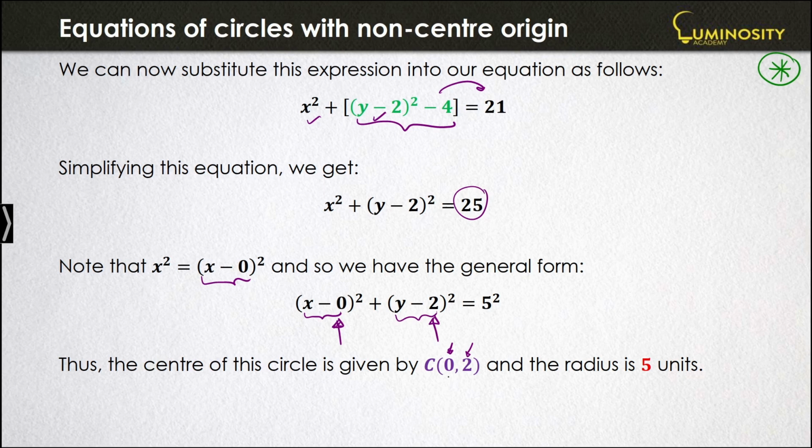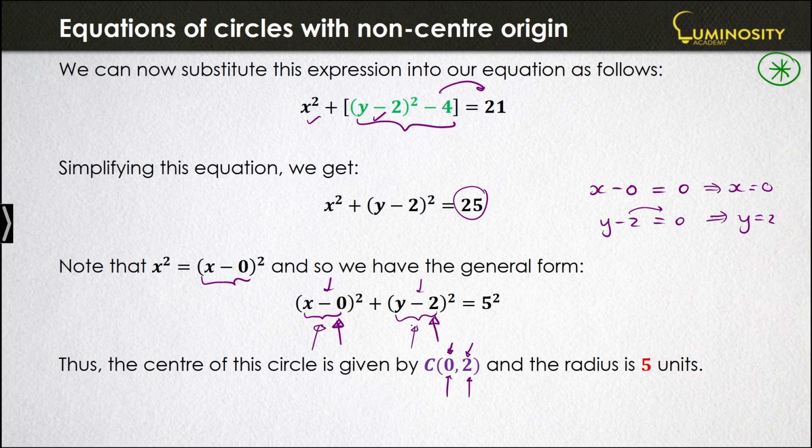So again, how do I work out the values here if I want them? Well, I look at each square term, and I set it equal to 0. So if I do that, x minus 0 is just x, and that's equal to 0. And then I add 2 on both sides here, and I get y equals 2. So that's how I get 0, 2 here. Okay, by setting each squared term in the brackets equal to 0. Okay, so that is dealing with equations where the circles have a non-center origin.